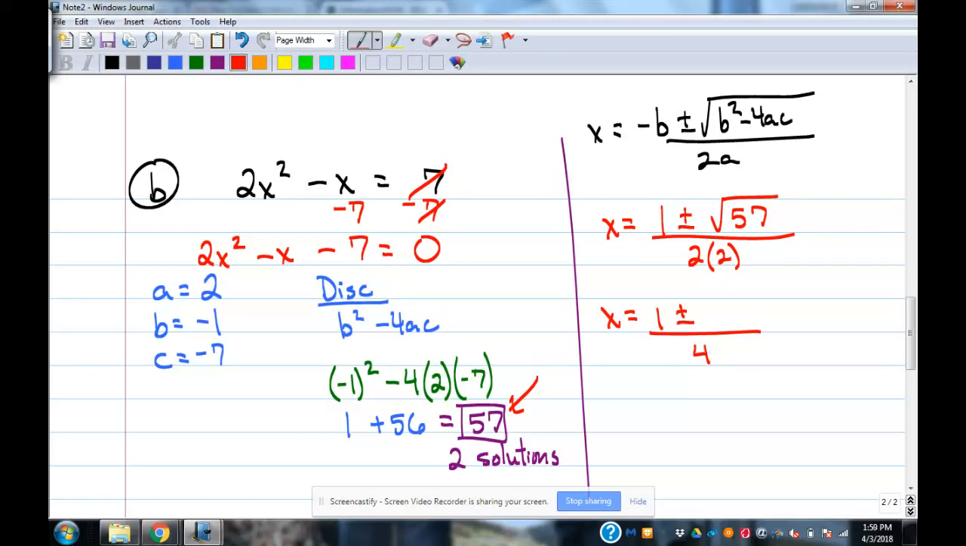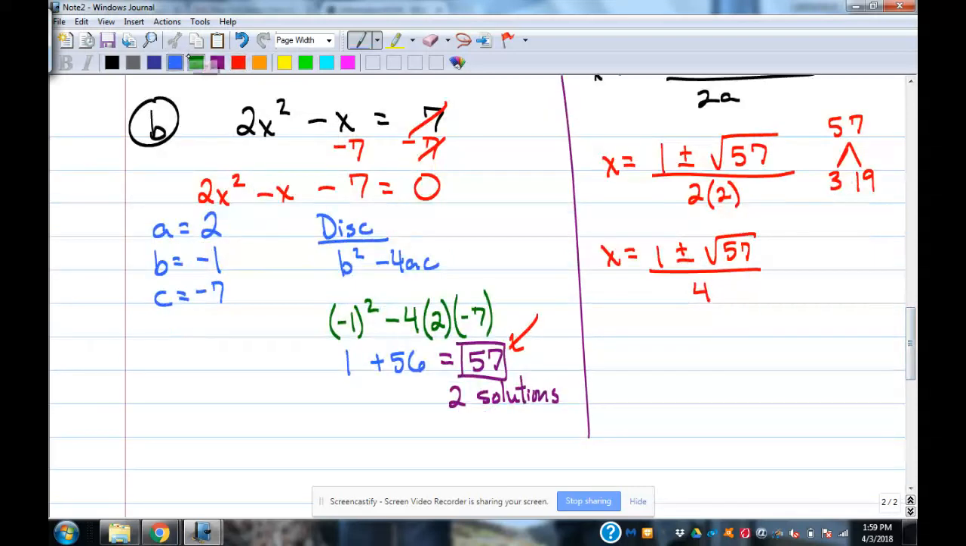Does 57 have a nice square root? No. 49 has a nice one. 64 has a good one. But 57 does not. So we need to try to simplify it using the factor tree that we did last week or 2 weeks ago. 57, I know it's divisible by 3 because 7 plus 5 is 12, and that's divisible by 3. So 3 goes into it 19 times. But does that break down any further? No. So am I going to pull anything outside of the square root? No, because there's not a pair there to pull out. So we're going to just have the square root of 57 there.